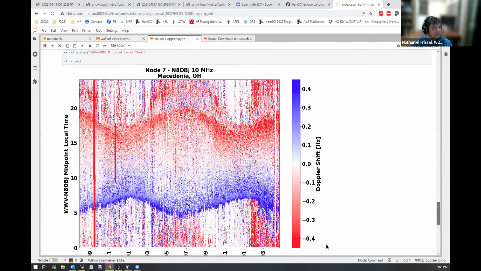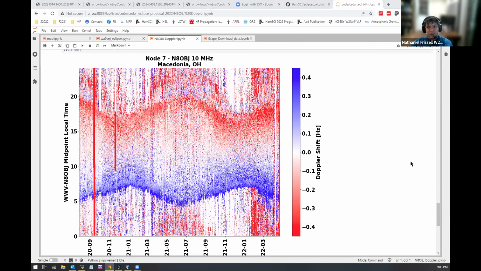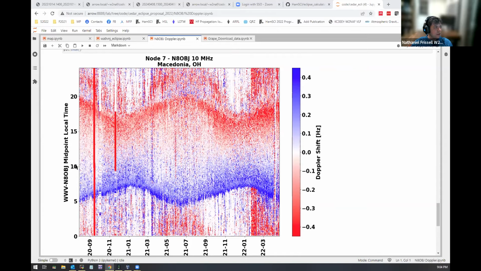This is 2 years worth of grape data from John Gibbons' station. You're seeing the year along the x-axis here. This is midpoint local time from 0 to 24. So you have local midnight down here, and wrapping around to local midnight up there. And then blue is positive Doppler shift, and red is negative Doppler shift. And so you just see everything in here.